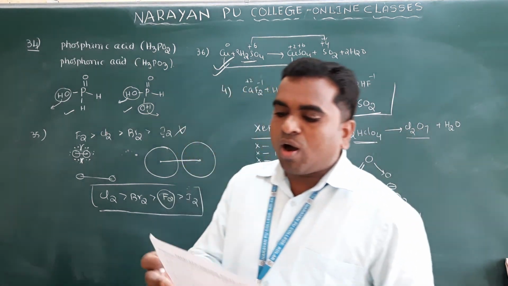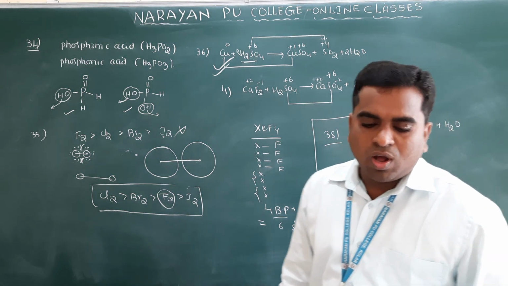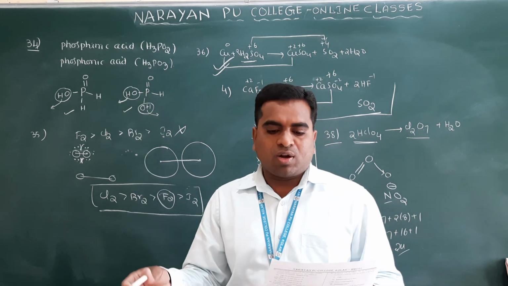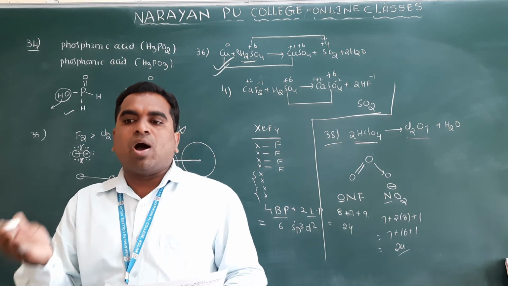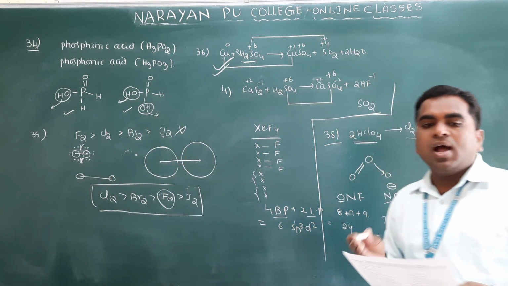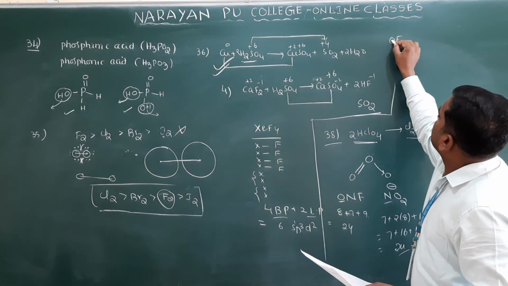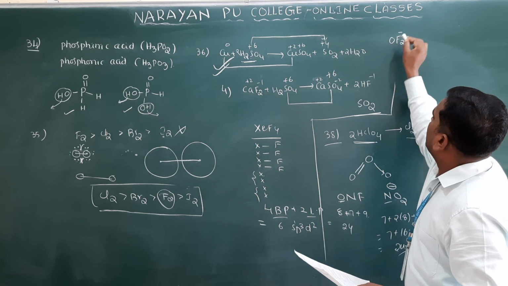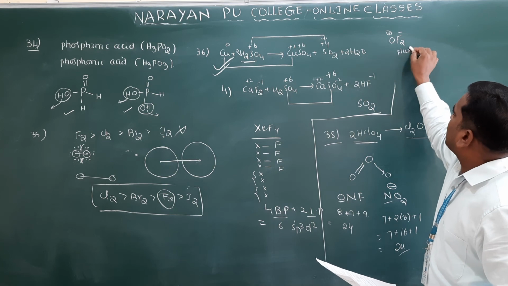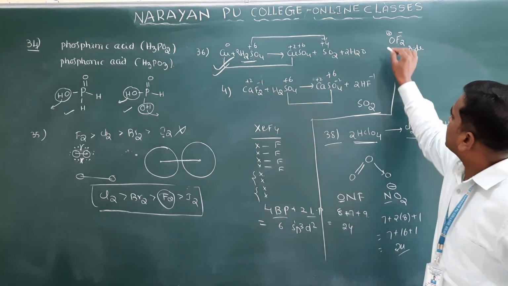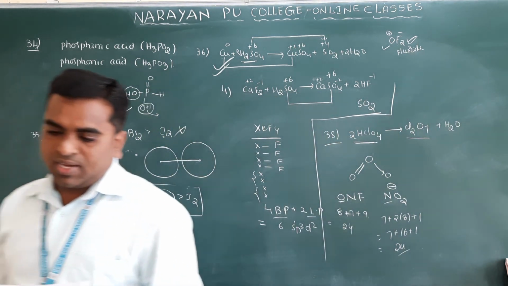OF2 is an oxide of fluorine. So I already mentioned, OF2 is oxygen fluoride, not an oxide of fluorine. It is a fluoride of which one? Oxygen. We should not say oxide because OF2 is there. Fluorine is more electronegative than oxygen. Fluorine gets negative charge, oxygen gets positive charge. Negative charge is there, you have to call that one what? Fluoride. So that's why oxygen fluoride. Clear? So option 4 is the correct one.